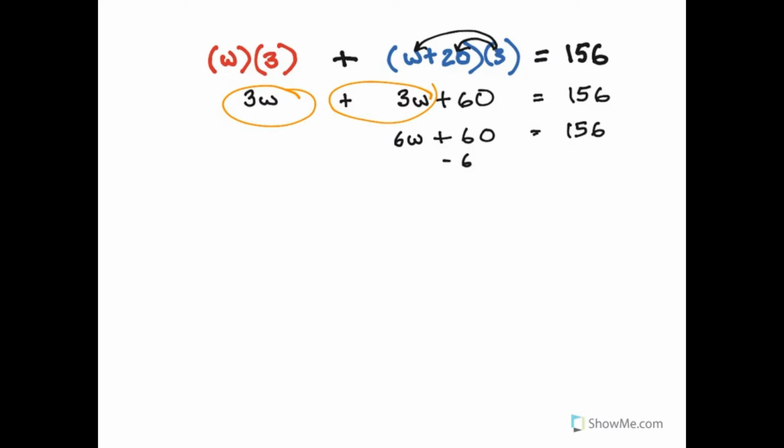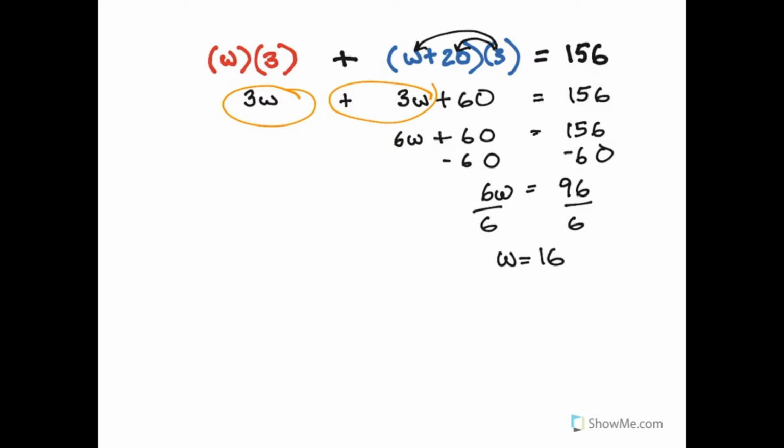Subtract that 60 from each side, and we get 6W equals 96. Divide by 6, and W equals 16.